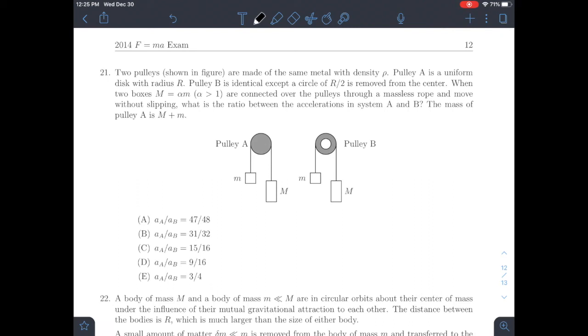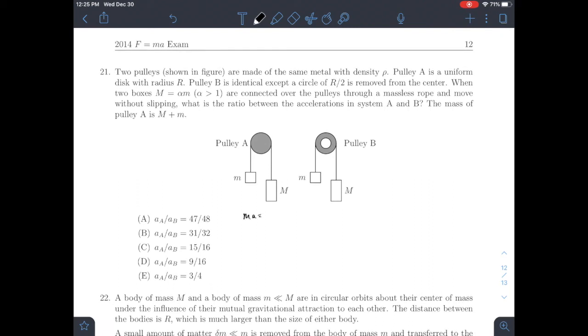The mass of pulley A is M plus m. So first, because the two pulleys are identical, we can use the same set of formulas to describe them. We can use Newton's law: ma is equal to T1 minus mg. Big Ma is equal to big M times g minus T2. T1 is the tension on the left, T2 is the tension on the right. Then we have the torque equal to the angular acceleration times I. Then I times a divided by R squared is equal to T2 minus T1. What is T2 equal to? T2 is equal to Mg minus Ma. And what is T1 equal to? T1 is equal to ma plus mg.